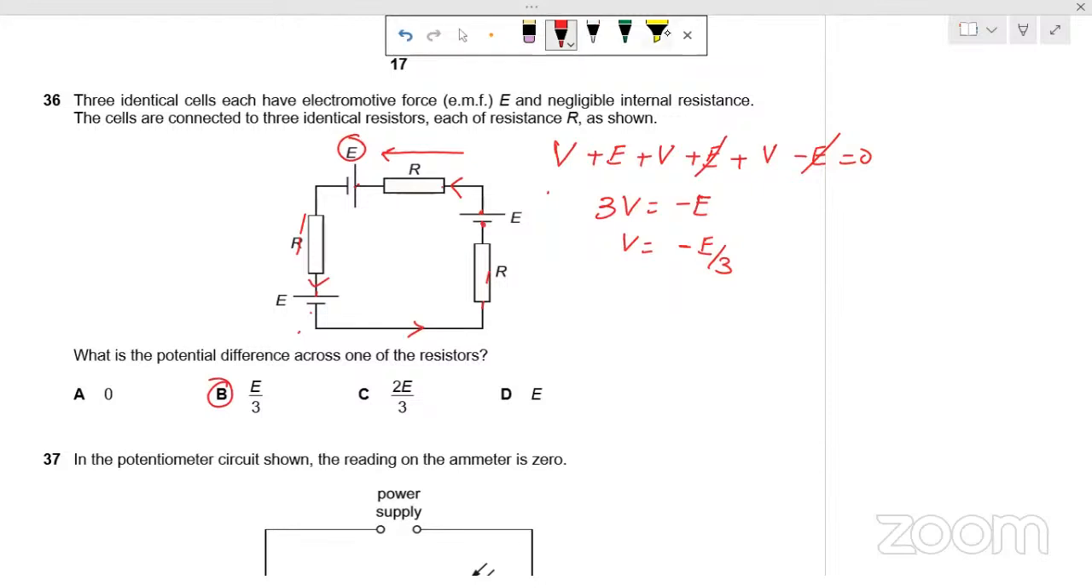Another way of doing this question is, you can see this negative terminal is connected to this positive. So these two batteries support each other and this one is opposite to that. So the total EMF of the circuit is 2E minus E, which is E. Total EMF of the circuit is E and total resistance is 3R. So E is equal to 3 times V, so V is equal to E by 3.